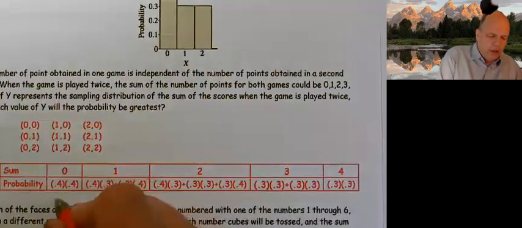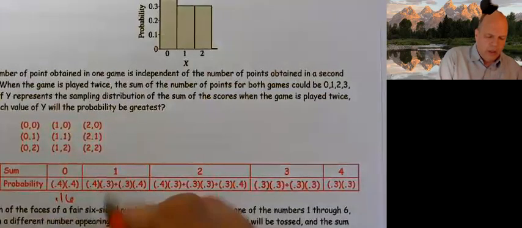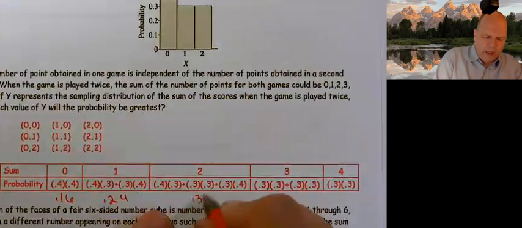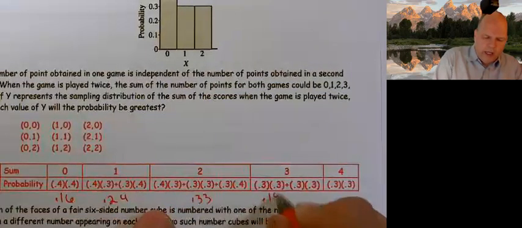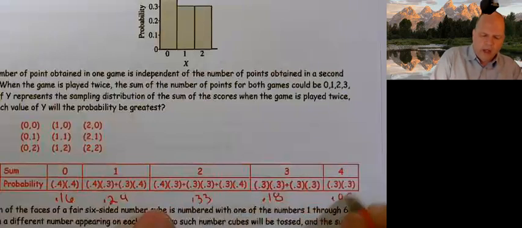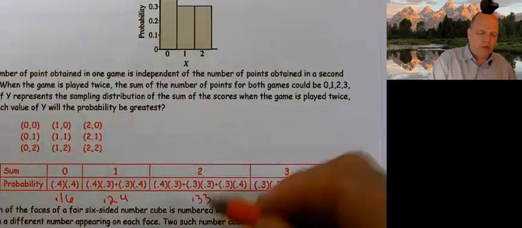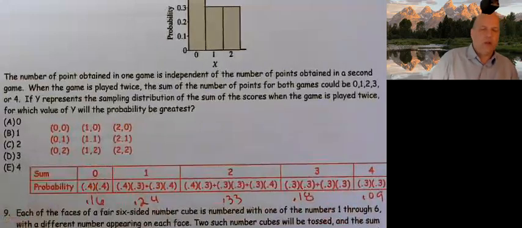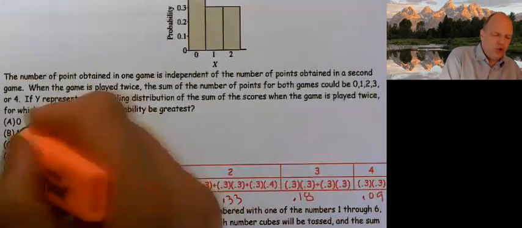This right here, 0.16, 0.24, 0.33, 0.18, and this is 0.09. Well, which one occurred most often? Well, 2 occurred most often. So my answer for this question happens to be 2.